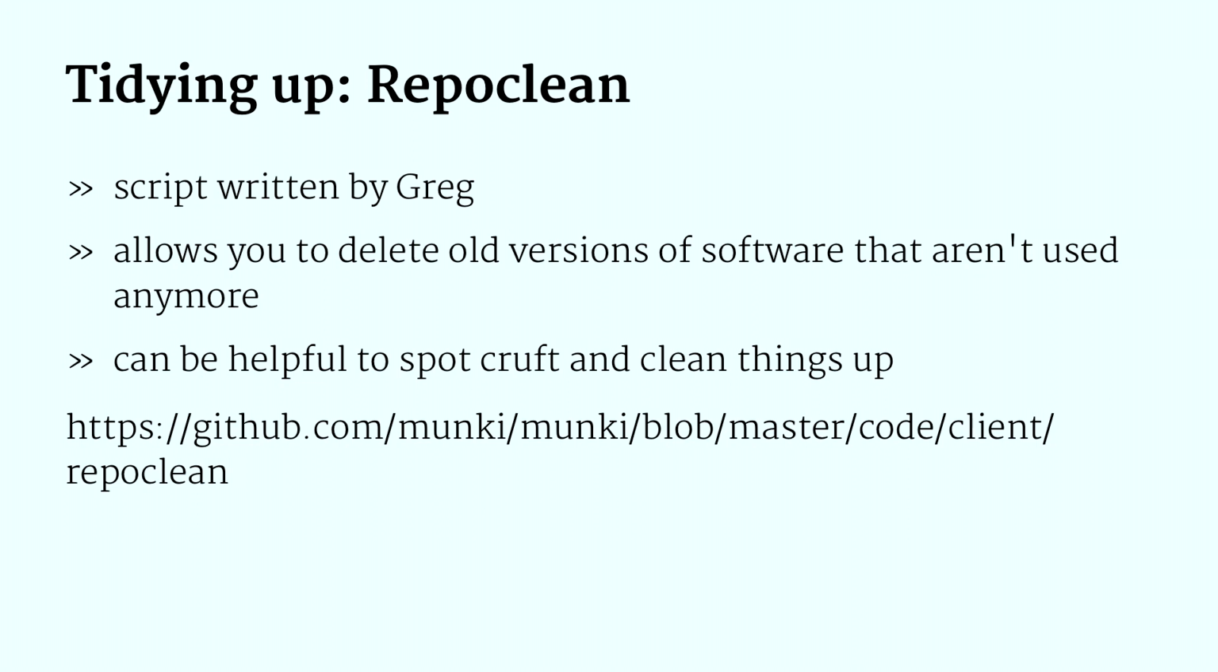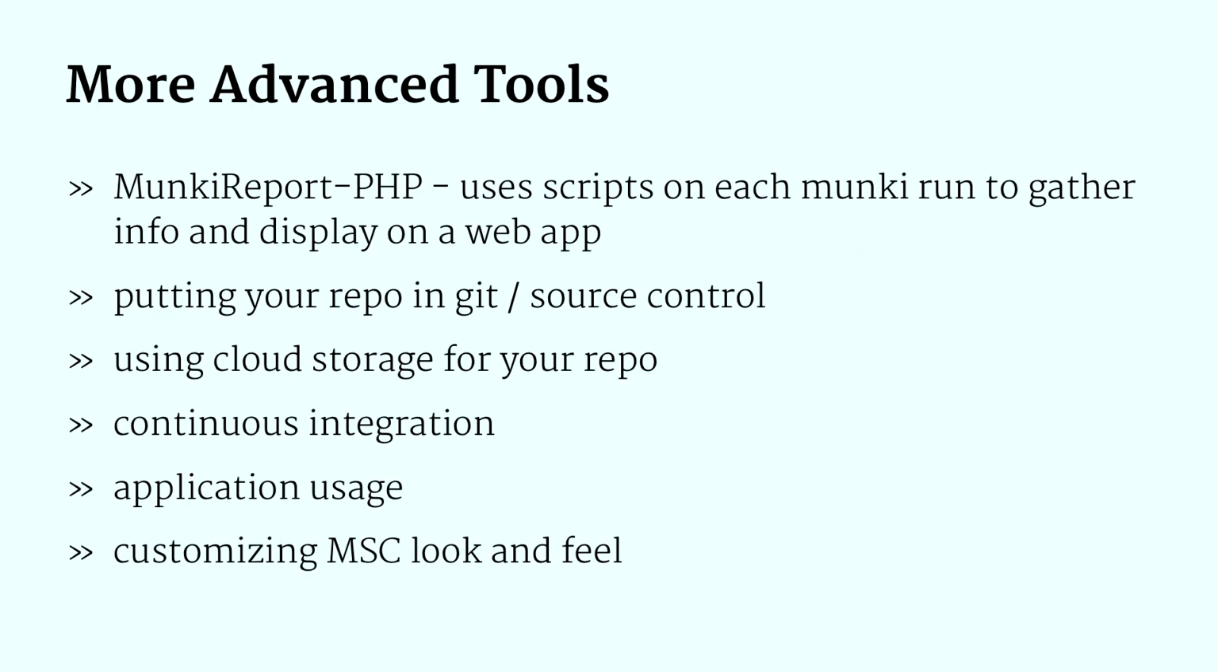Probably okay with that. It can be helpful to spot cruft and clean things up, especially as your repo gets older, as you expand it to more clients, as you've got more and more software. It keeps the sizes down so that we are not running high on disk space. And you can download that directly from the Munki project: go to github.com/Munki/Munki. It's in the code client repoclean folder, or just use the search bar and search repoclean.